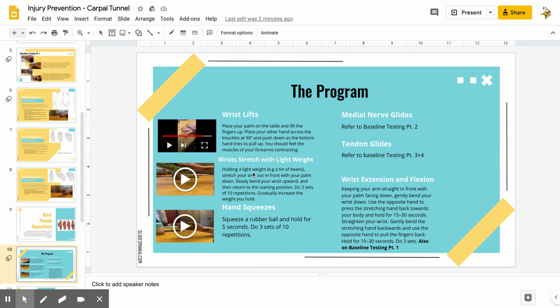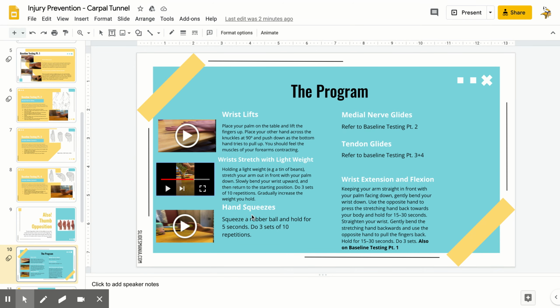The second thing I did was wrist stretch with light weight, which is where she was holding a bag of frozen beans, to stretch her arm in front of her with her palm and slowly bend her wrist upward and downward in a controlled motion. This she did feel pain with, considering there was weight.